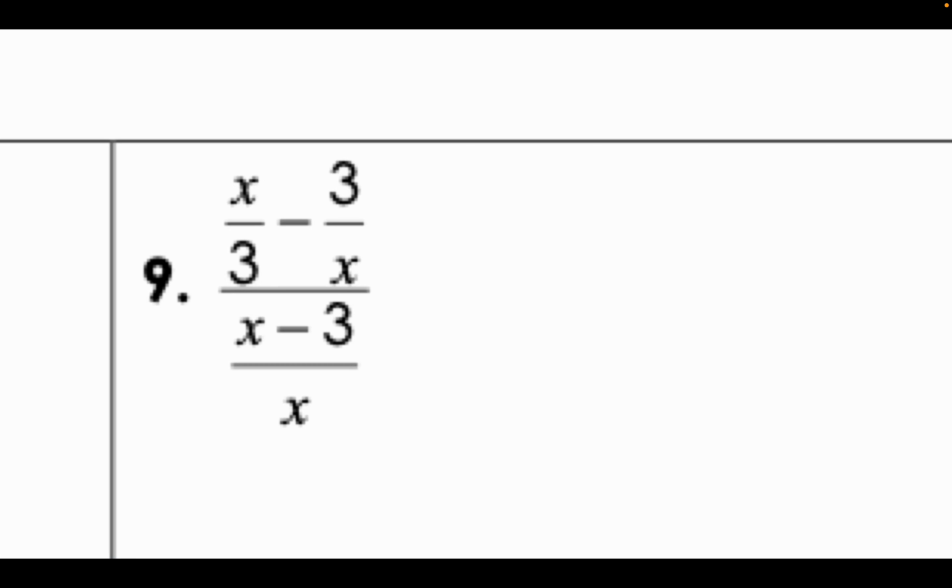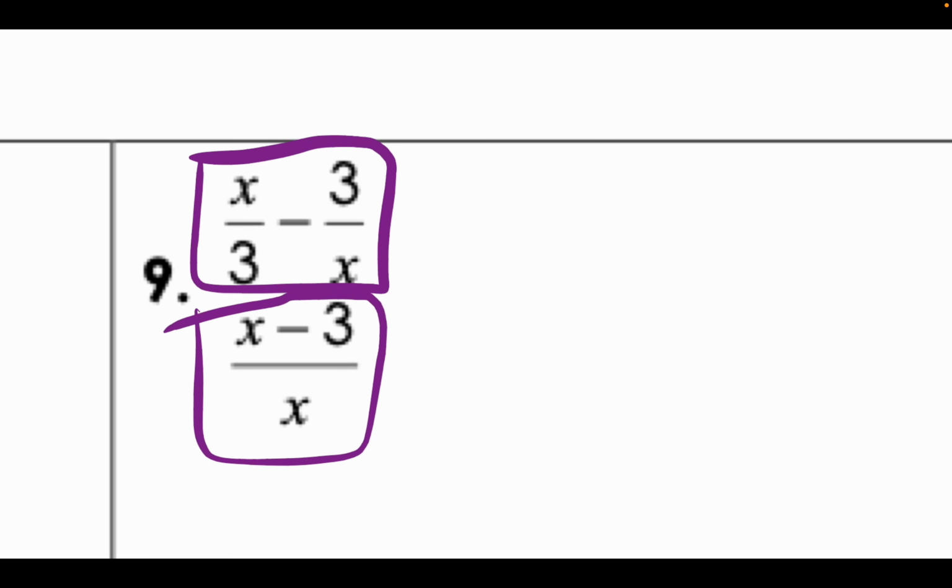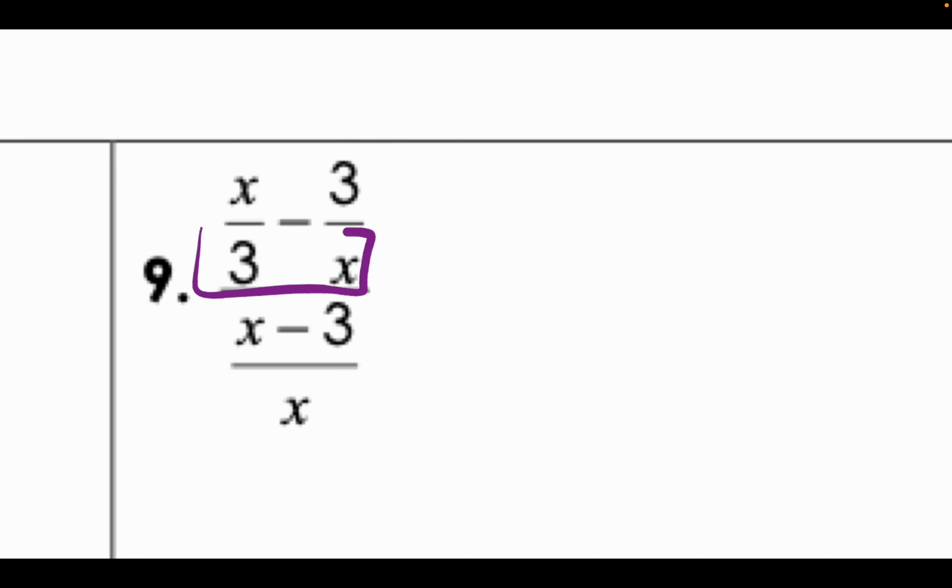So here on number 13, this is the top and this is the bottom. The bottom fraction is in great shape. It's just x minus 3 over x, a very normal fraction. But the top one, x over 3 minus 3 over x, we need to get that into a singular fraction, meaning we need to get common denominators between the denominators currently of 3 and x.